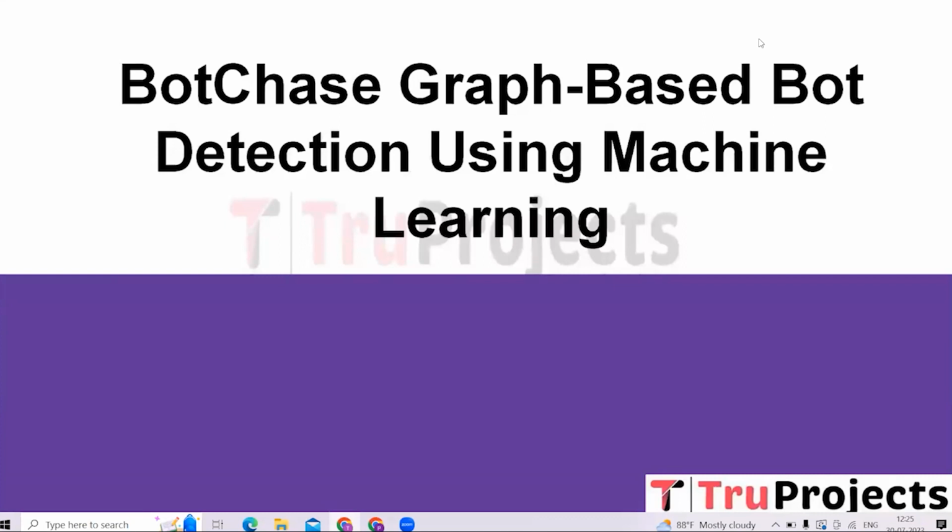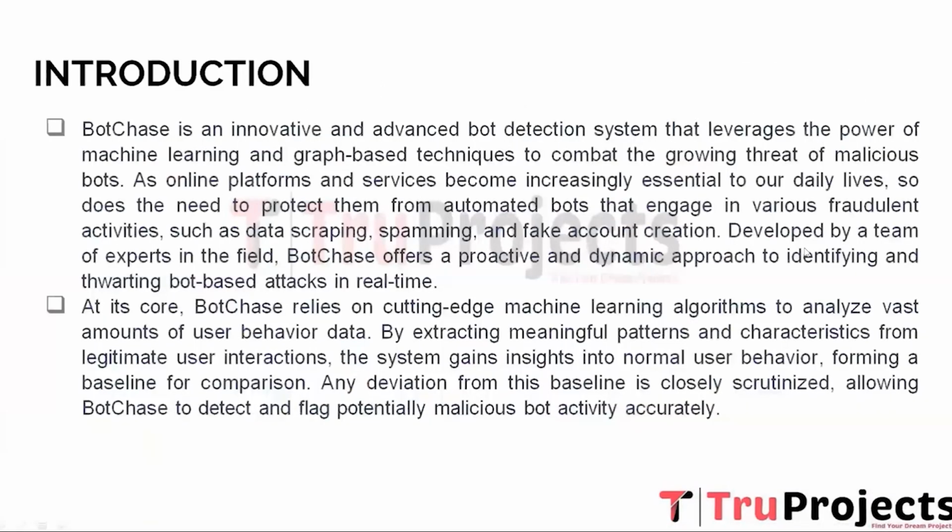In this video, we are going to explain about a project titled BotChase: graph-based bot detection using machine learning. So now coming to the introduction part, BotChase stands as a robust and intelligent solution against the ever-evolving landscape of bot-based attacks. By integrating machine learning and graph-based techniques, it provides a proactive defense mechanism that safeguards digital environments, fostering a safer and more secure online experience for users and organizations alike.